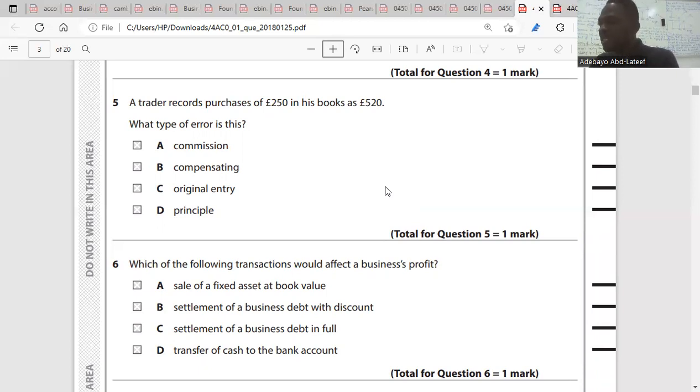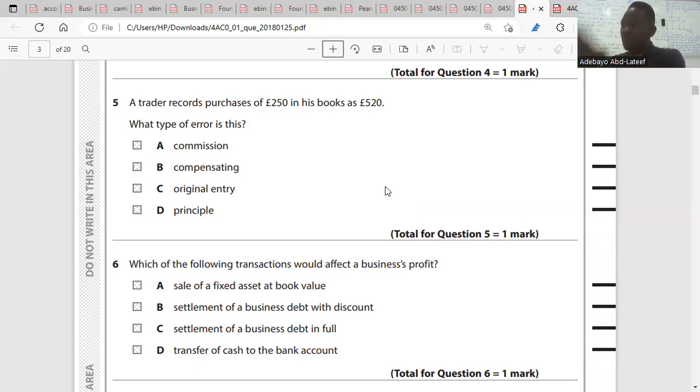Error of commission means you recorded the right transaction, the right account, but to a different class of account. That means, instead of recording into Bisan's account, I recorded into Bayan's account. So the classification of account is different, but the account was recorded correctly.